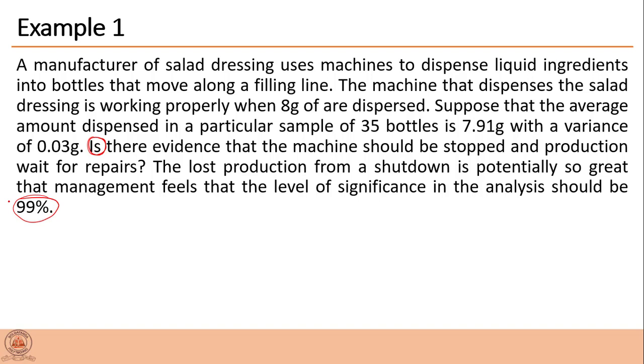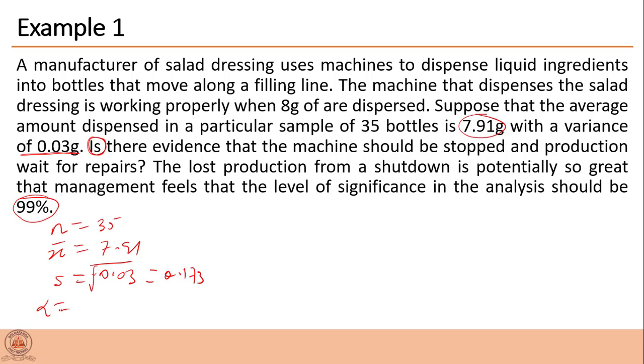Let's pick out our parameters from the question. One, we have the sample size, which is n, 35. Then we have our sample mean, 7.91. Then we have our standard deviation. Standard deviation is the square root of the variance, and our variance was given as 0.03. So we have the square root of 0.03, which is equal to 0.173.